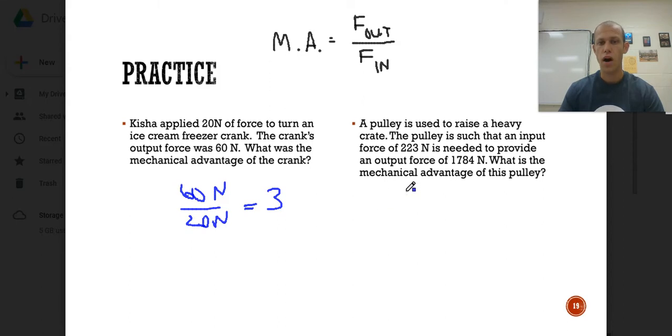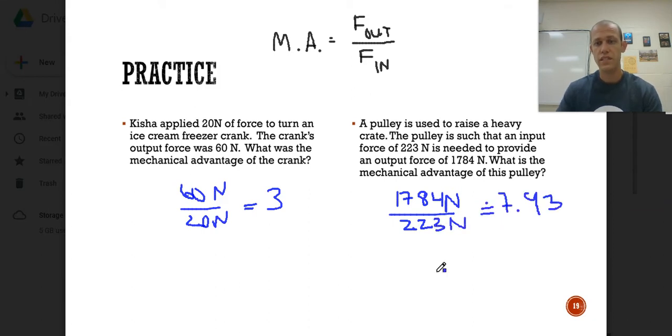So our output force, what we get from it, is this much, and what we input is 223. So when we divide those, we get approximately 7.93. So almost 8 times the amount of force that we put in. That's great. That's what we're looking for when we are having a machine, a big mechanical advantage.